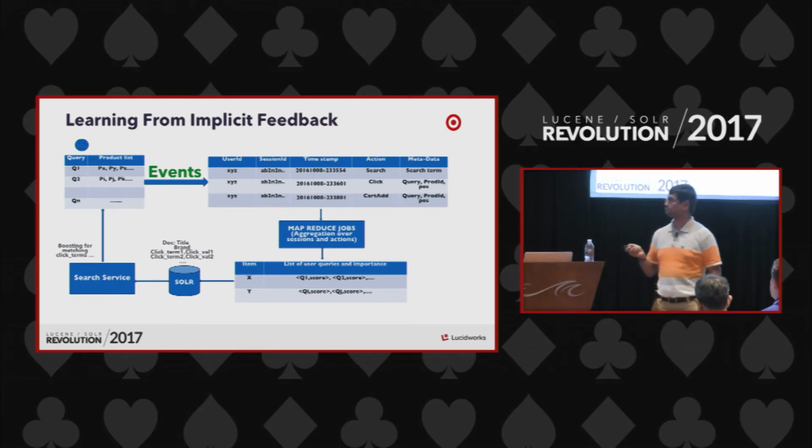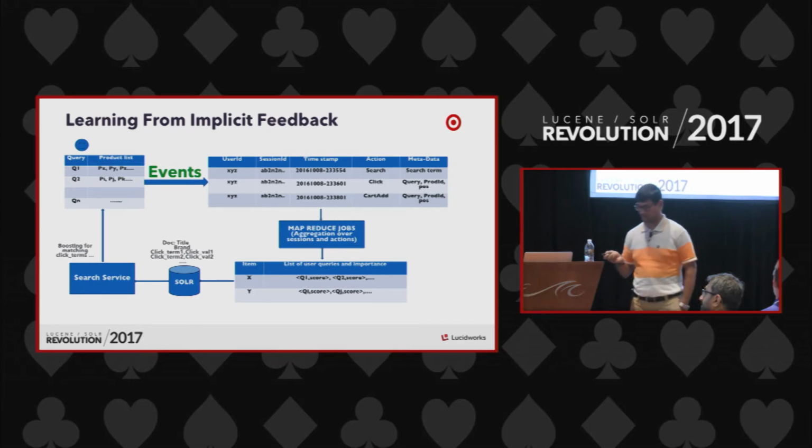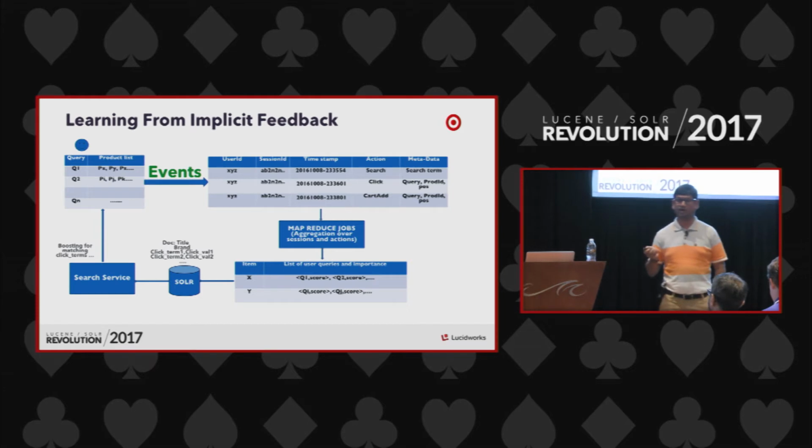So we get this kind of information from each of the web server logs, which is running our search service. And we feed those data into a Hadoop cluster to do our MapReduce jobs using Spark. We aggregate this information over different sessions and actions. And in the ranking application, what we were interested to get out of these MapReduce jobs is, given a particular item, what is the list of top queries for that particular item, according to a scoring algorithm that we are going to see, right?